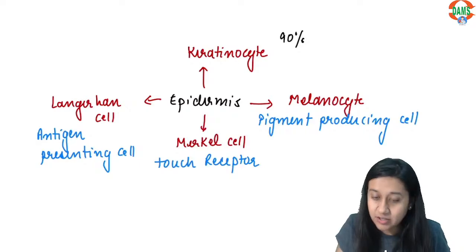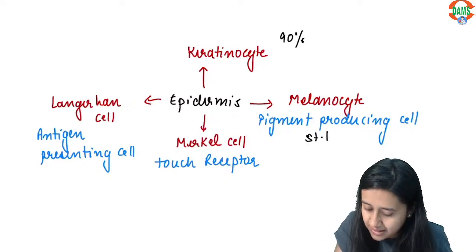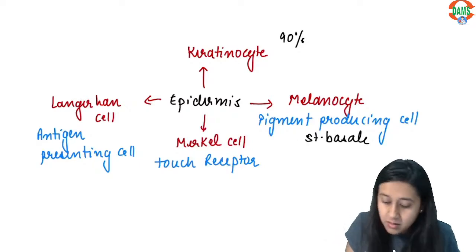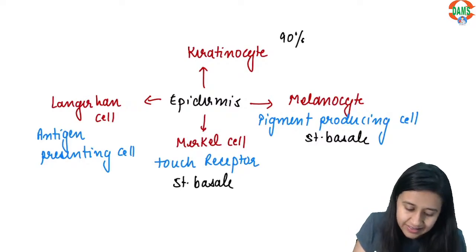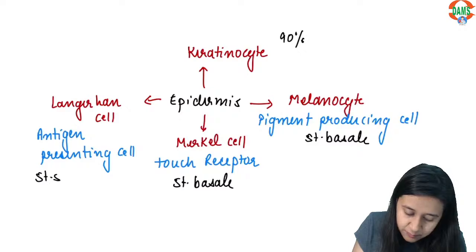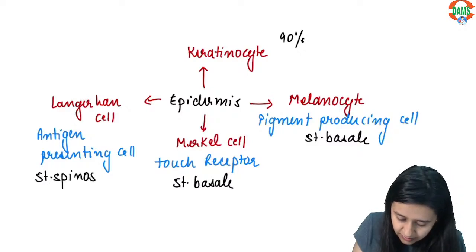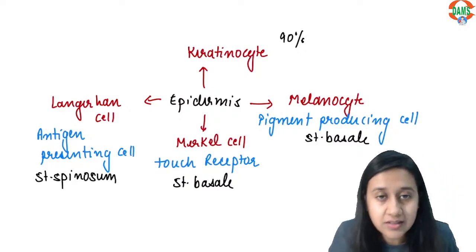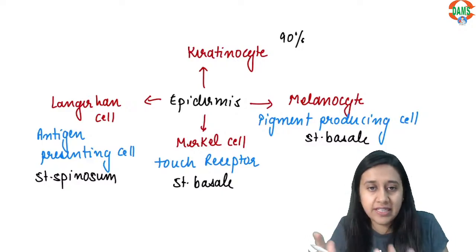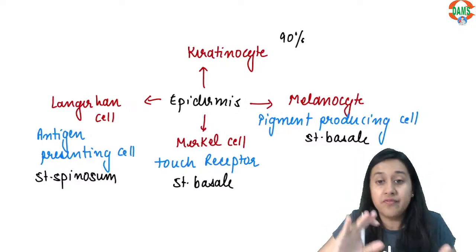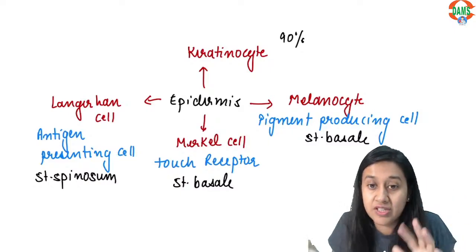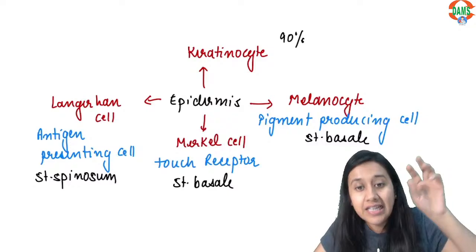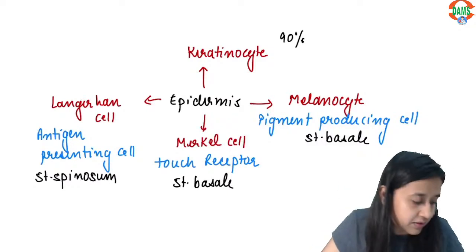Please remember, melanocyte is located in the stratum basale layer. Merkel cell is located in the stratum basale layer. But Langerhans cell is located in the stratum spinosum. So other than Langerhans cell, keratinocytes, melanocytes, and Merkel cells are all seen in the stratum basale. But Langerhans cell, which is a dendritic cell, is seen inside your stratum spinosum layer.